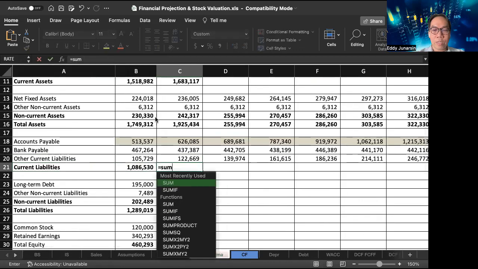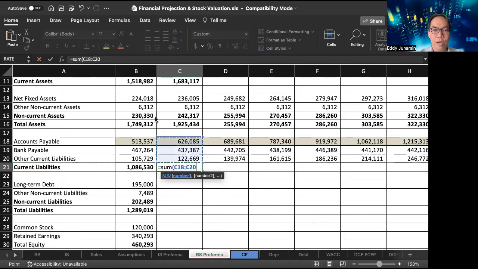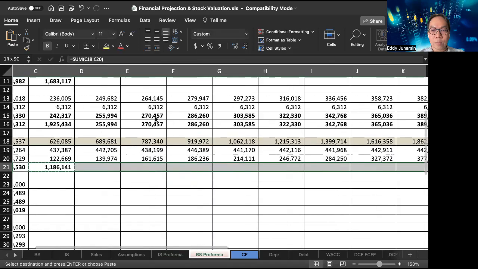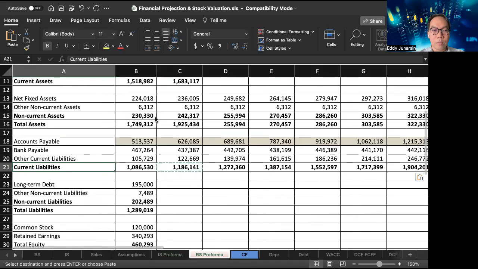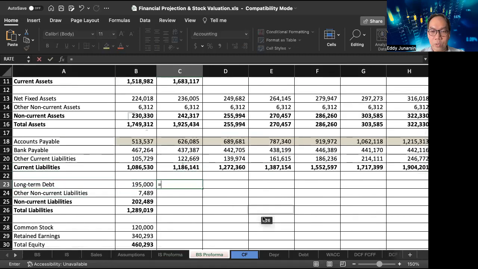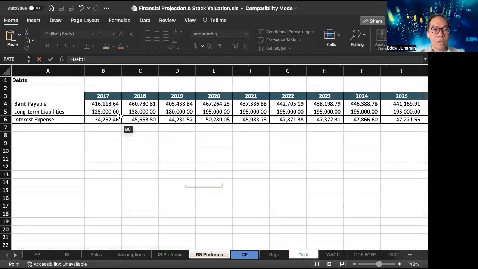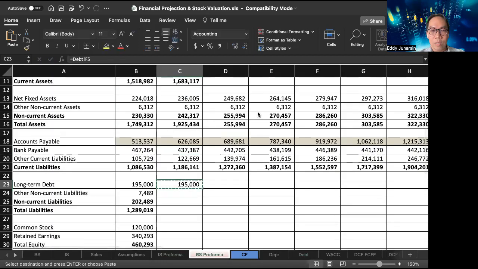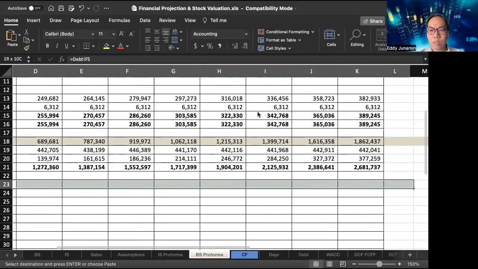Current liabilities is the sum of all the above items. Okay, long-term debt, we link to the other sheet, or the debt sheet. Long-term debt in 2021, yeah. Okay, yeah, constant.